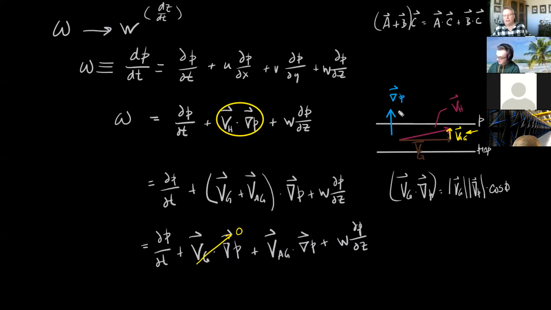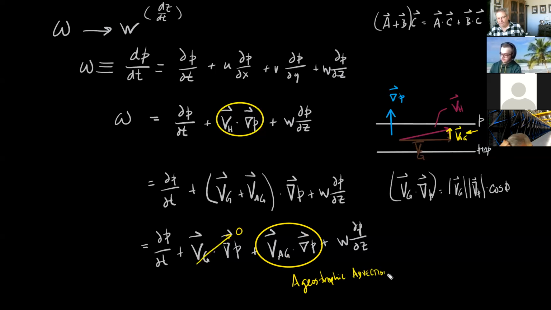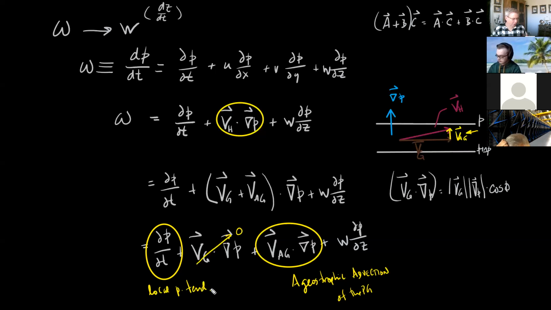So what I have here, this yellow circle actually becomes this yellow circle. And what that means is I have the ageostrophic advection of the pressure gradient. I have here, this is what? That's the local pressure tendency, the local rate of change.